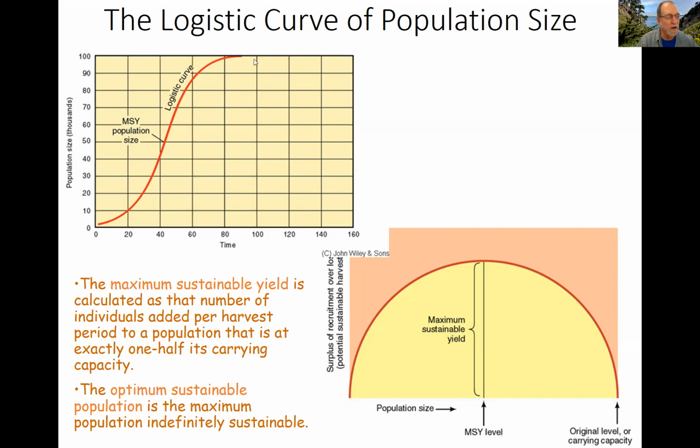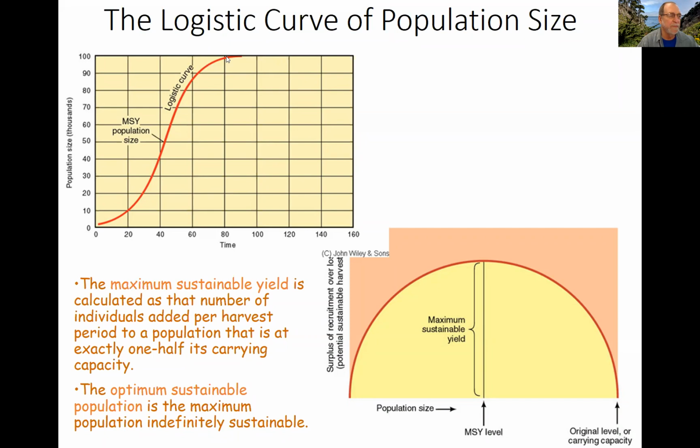So starting after World War II in the 1950s, scientists proposed something called the maximum sustainable yield. The theory of maximum sustainable yield is that when a fishery is unexploited, there's sort of an excess population existing in the wild. And that population can be reduced by removal of individuals through fishing.